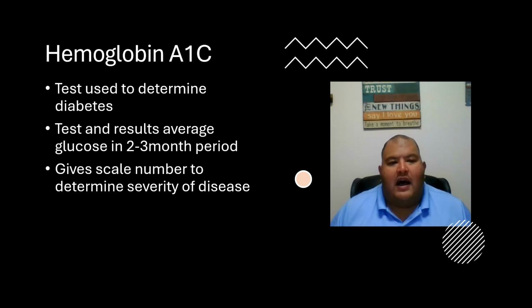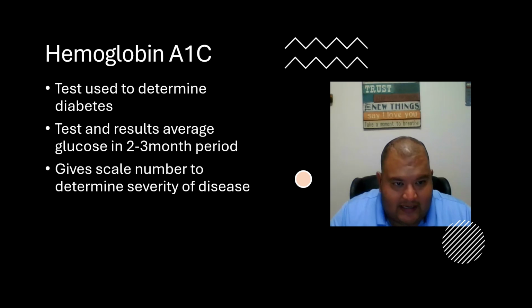So now that we know how metabolism works and how sugar is regulated in the body through insulin and glucagon, let's talk about the tests that is used to determine diabetes. This test is called a hemoglobin A1C. We do not perform this test in the pre-hospital setting. This is done in either the clinic or hospital setting itself.